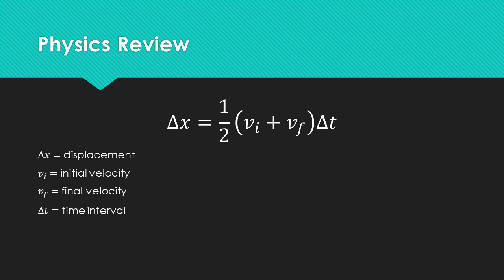And of course, when you see the 1/2 (v sub i plus v sub f), well, that's the average velocity. It's the initial velocity plus the final velocity divided by 2. And then of course, you multiply by delta t, because again, distance is rate times time. The rate is the average velocity, and delta t is the time interval in the situation.